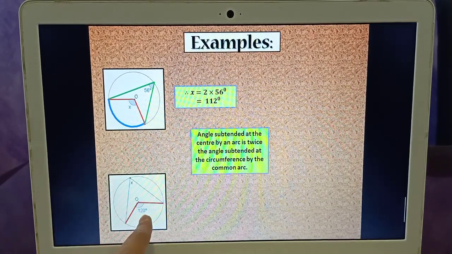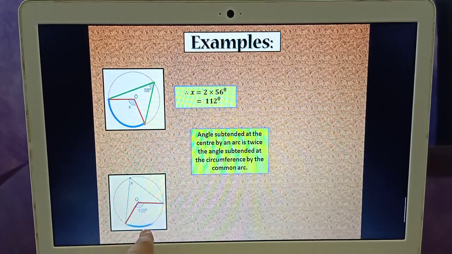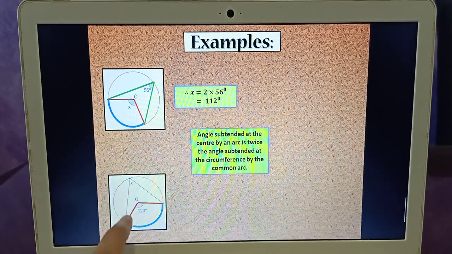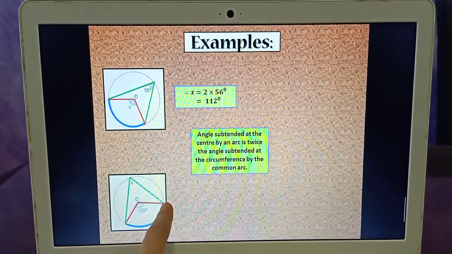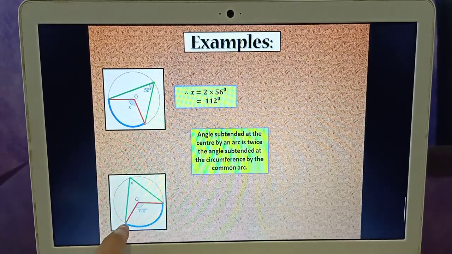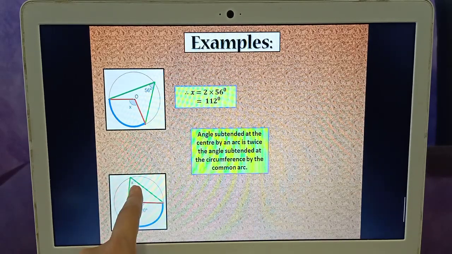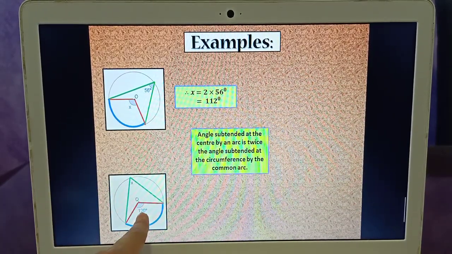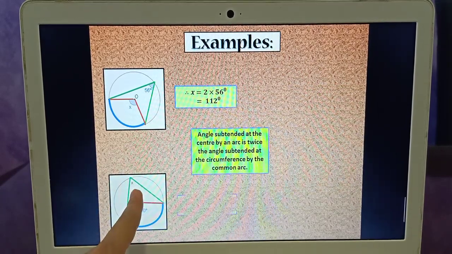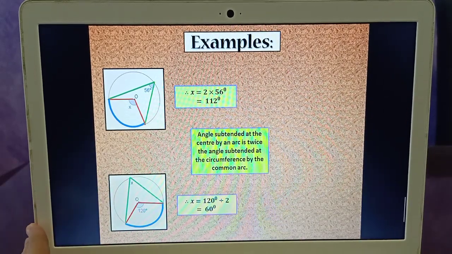Okay, so again, 120 degree is the angle subtended at the center because it is formed by two radii and an arc here. And x is the angle subtended at the circumference because it is formed by two chords and subtended by the same common arc. Okay, so this angle is actually twice this angle, right? In other words, the angle at the circumference is half of the angle subtended at the center. So in order to get x, you need to take the center angle and divide by 2. Okay, so you will get 60 degree.